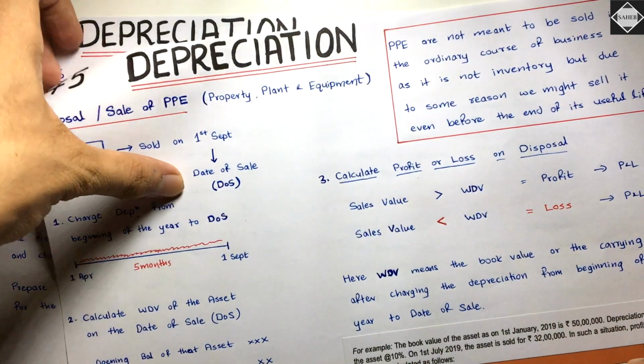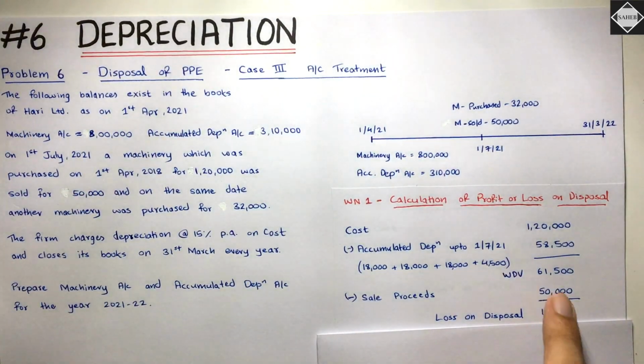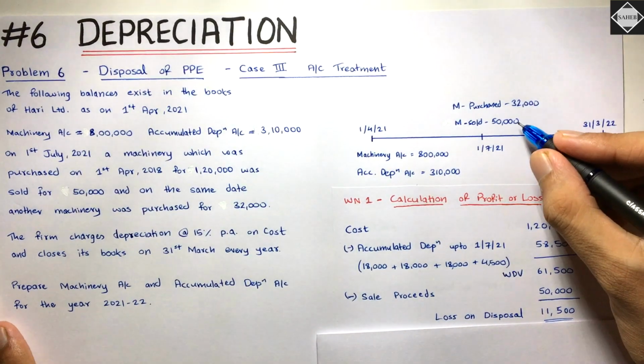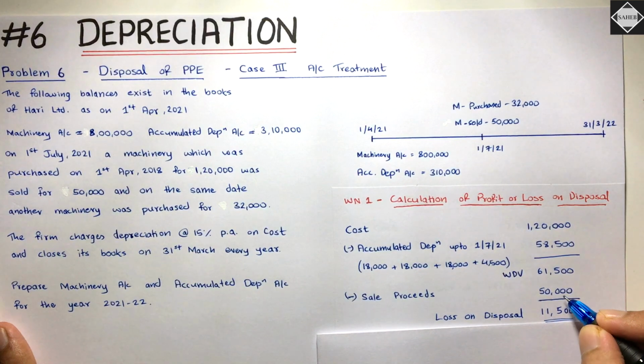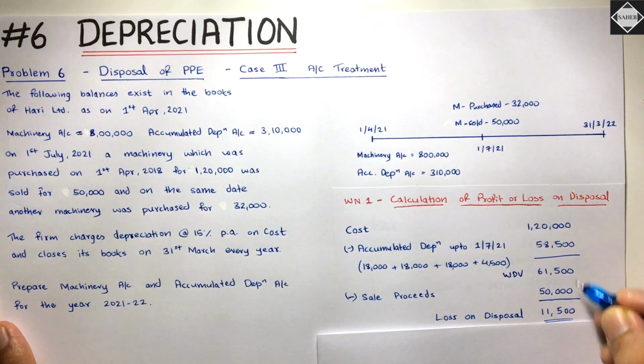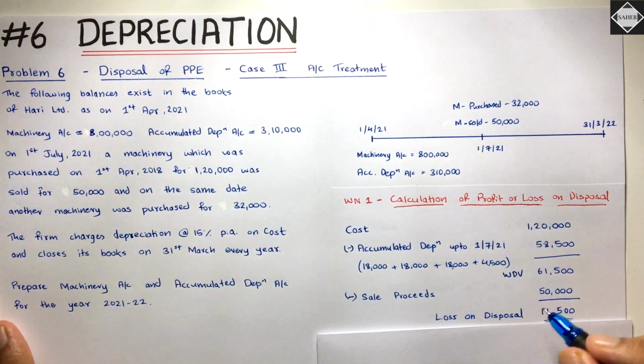Okay, so we have found out the WDV. It's 61,500. Compare it with sales proceed. You have sold it for 50,000, so minus 50,000. We are comparing it now. So we can see that WDV is more than sales proceed.